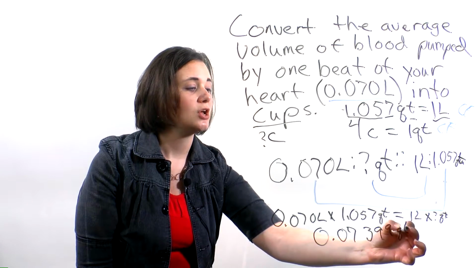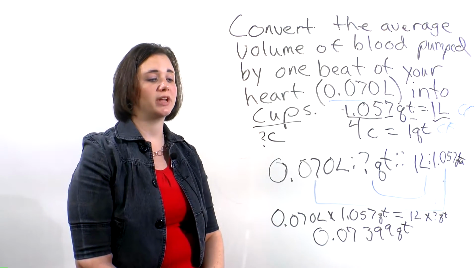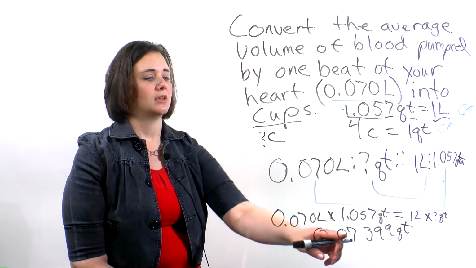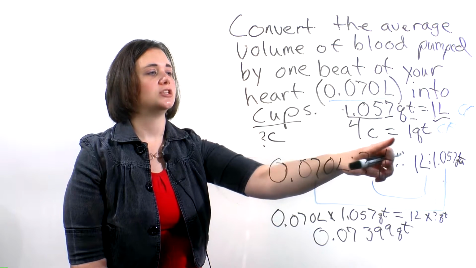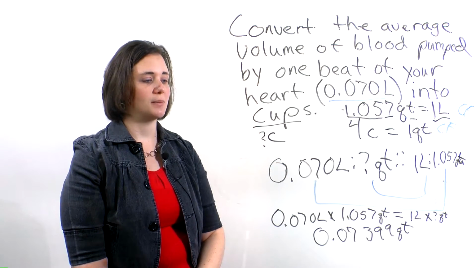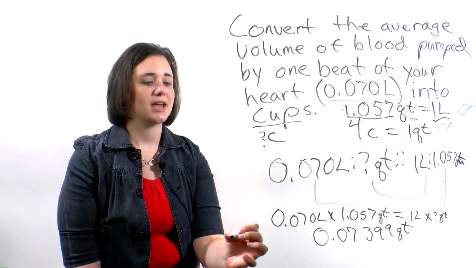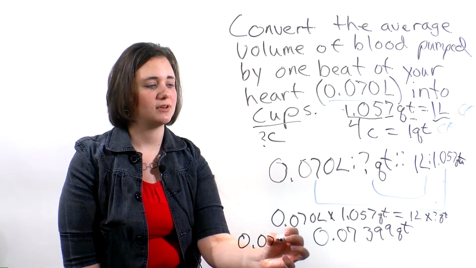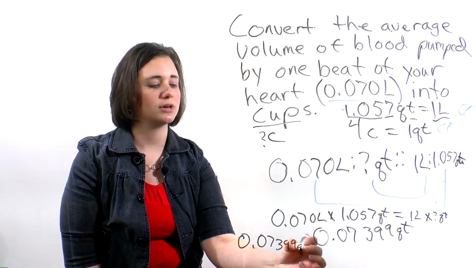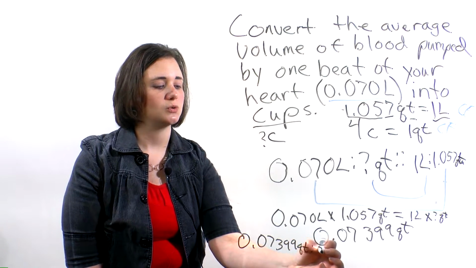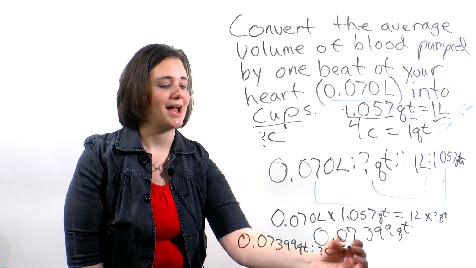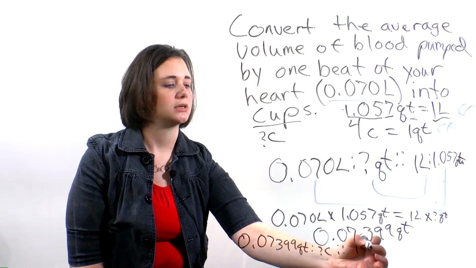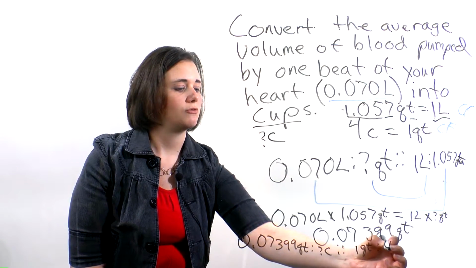0.07399 quarts. Don't round to sig figs at this point. Wait until you've completely finished the problem. Now I have quarts. Now I'm going to do another relationship to go to cups. So again, I'm going to set it up with my colons, and I'm going to say 0.07399 quarts is to some number of cups as 1 quart is to 4 cups.